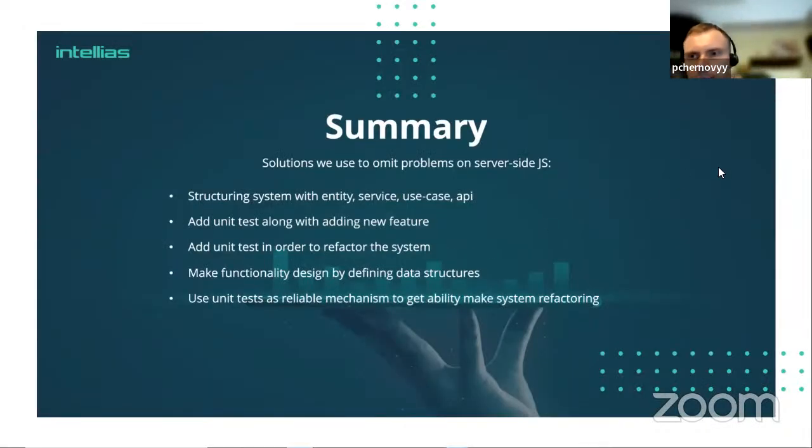Let's have a look at the summary. So, the solutions we use to omit problems in server-side JavaScript. We need to provide a structured system with entity, service, use case, and after that, API. Add unit tests along with adding new features, right? So we add a new feature, which is a data structure, behavior, operation on it. We cover it with unit tests. We prepare it for the pull request, and we are ready to go.